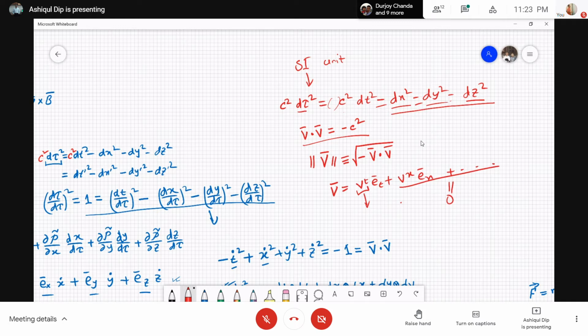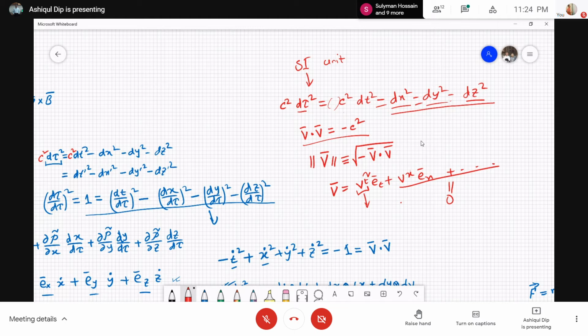But when you actually start to move, you increase your vt, and you increase your vx, vy, vz as well. So vt square minus vx square minus vy square and so on, that thing remains the same. The norm remains the same. That means vt, vx, vy, vz are changing, but the norm is not changing.